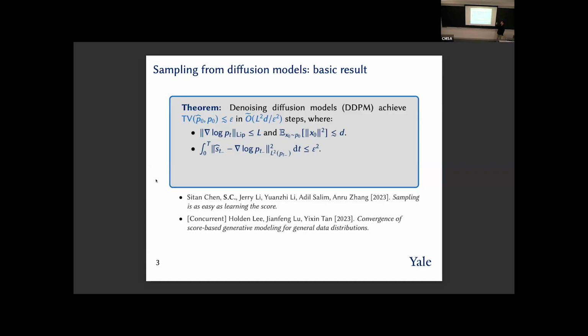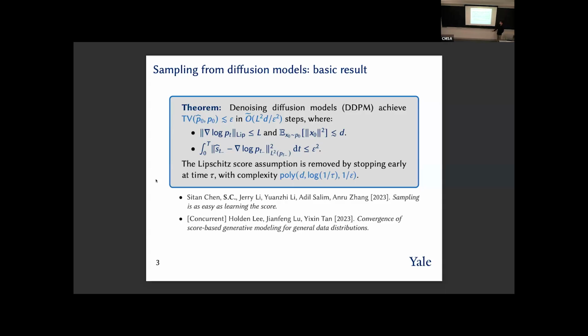So the result is that if you learn the score functions up to error epsilon, then that translates into TV error at the end, which is also of order epsilon. And also the iteration complexity is a polynomial in all of these various parameters. So pretty good. And then moreover, as I mentioned, this Lipschitz score assumption can be removed.